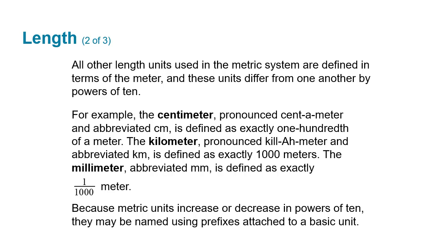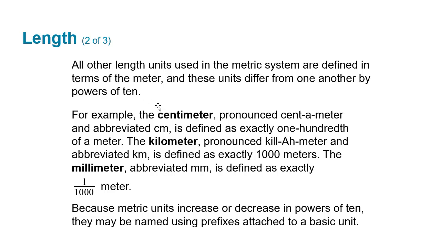Everything really comes down to powers of 10 and the old Latin words that mean it. So, for instance, centimeter, which is abbreviated cm, is defined as exactly 1/100th of a meter because centi, in Latin, means 100, just like we have 100 cents in the dollar. And then kilo means 1,000. So, a kilometer is 1,000 meters.